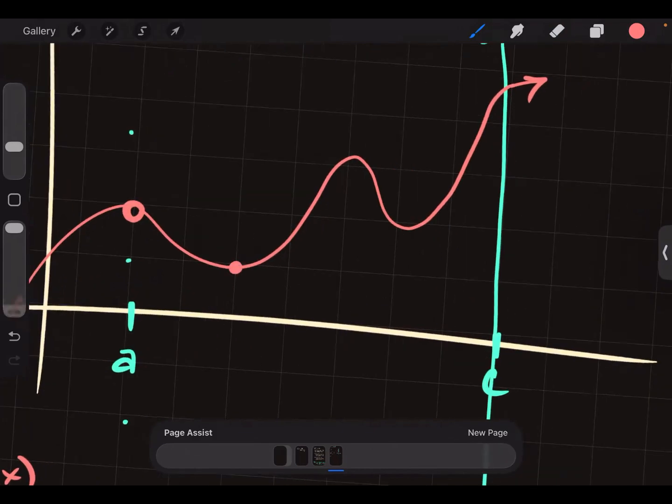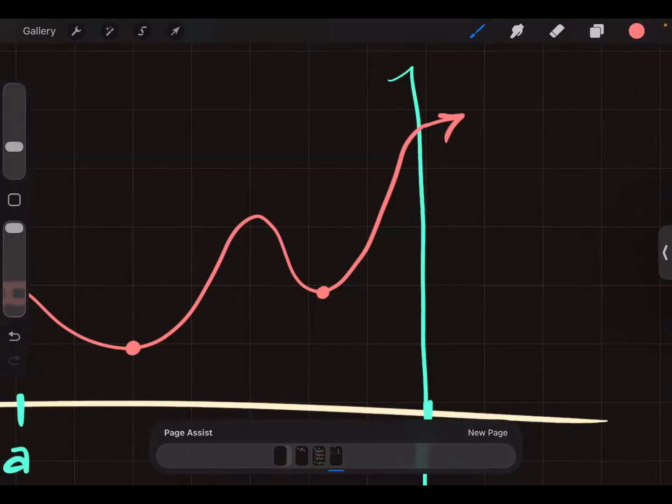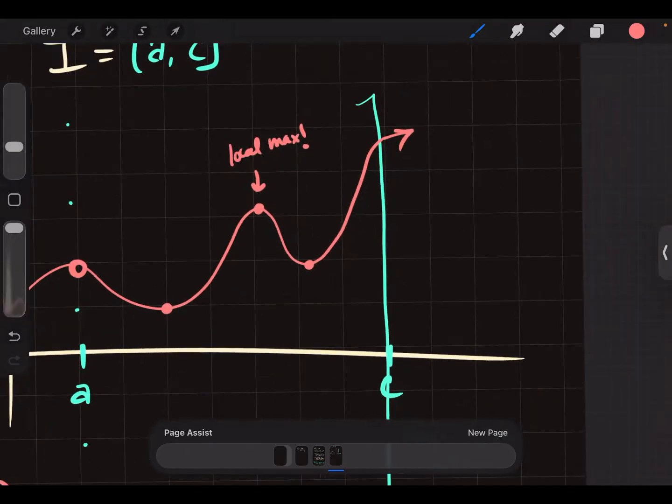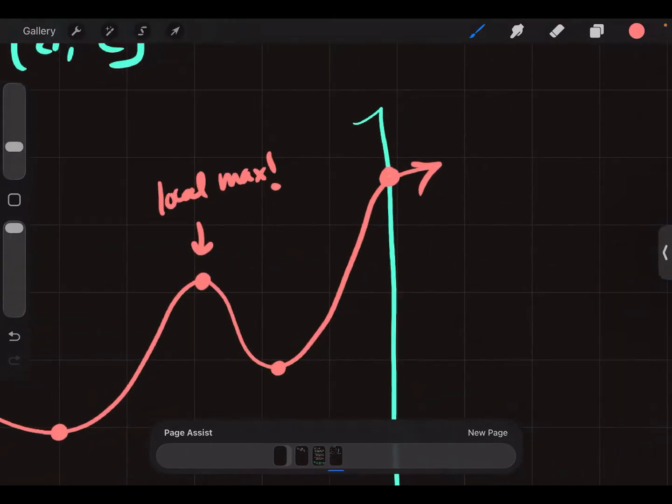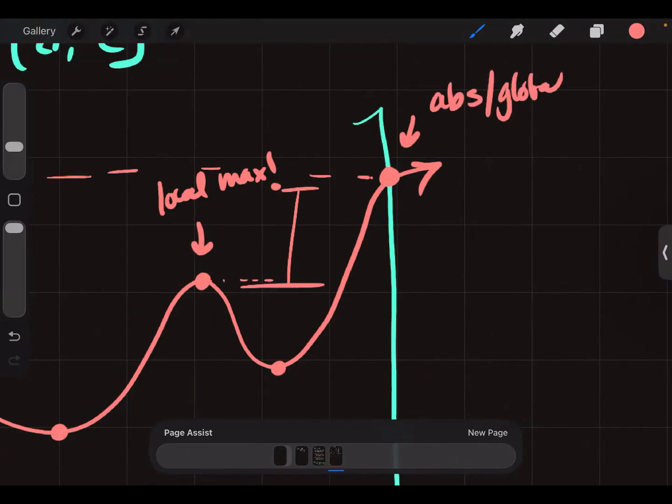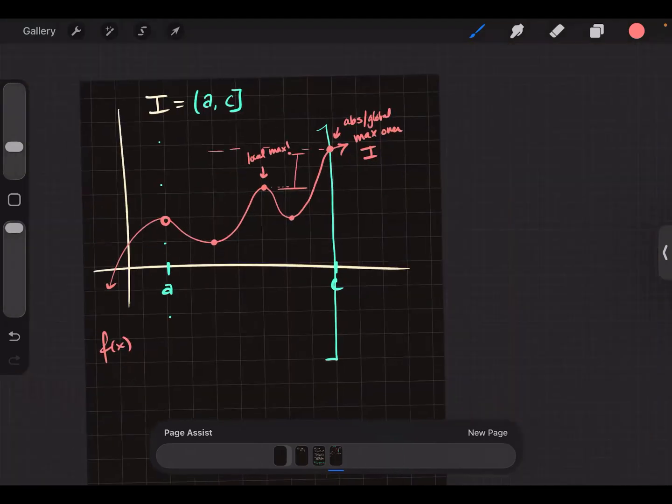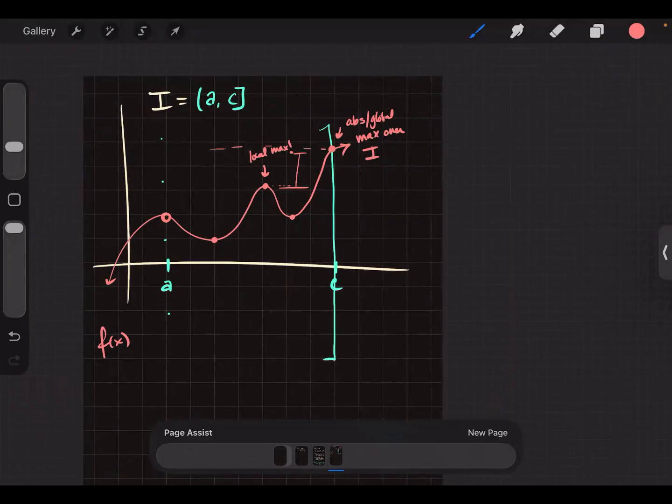This is going to be one of the local mins. This is another local min. This is a local max, right? However, this is inclusive, and this is higher than this. You see? Which means this is the absolute or global max over the interval I. Okay, so check your endpoints if they are included.